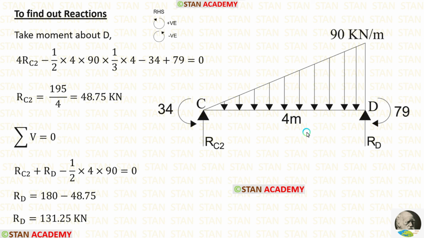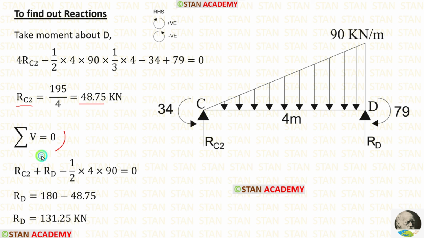Using the values, we can calculate the area. Now we have to find the centroid distance. We are taking moment about D. In this case, we are moving towards the right hand side. For this triangle, the centroid distance towards the right is 1 upon 3 into breadth. Here the breadth is 4. So 1 upon 3 into 4. Then we have two moments. 34 moment is acting in the anti-clockwise direction, so it will be negative. 79 moment is acting in the clockwise direction, so it will be positive. Finally, we are getting RC2, which is equal to 48.75 kN.